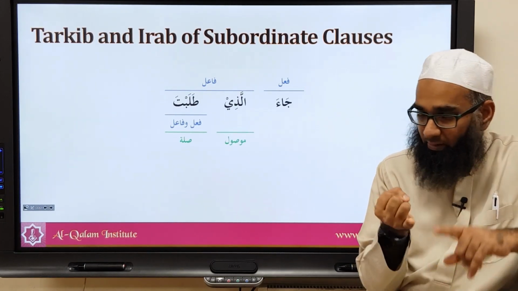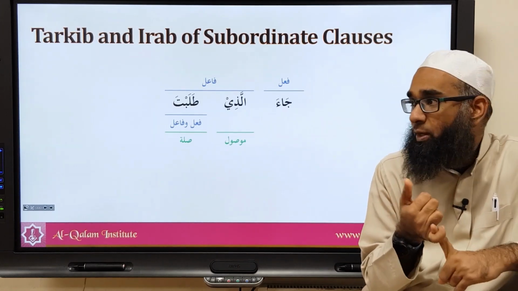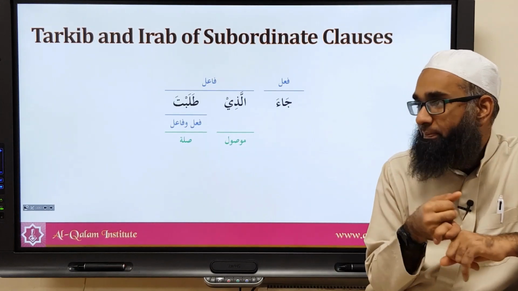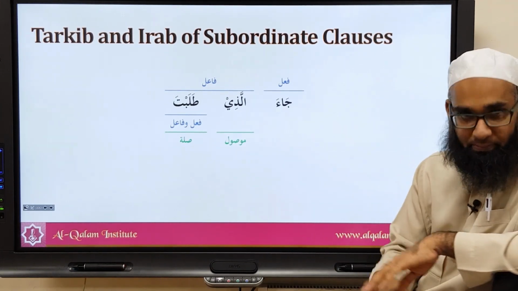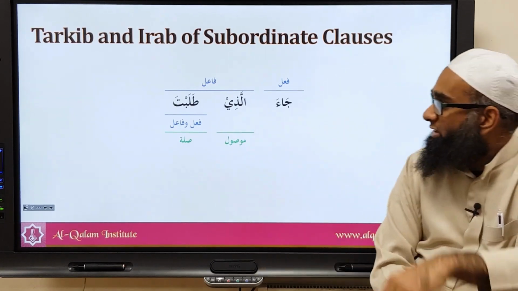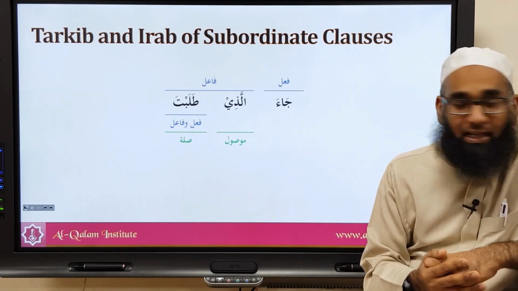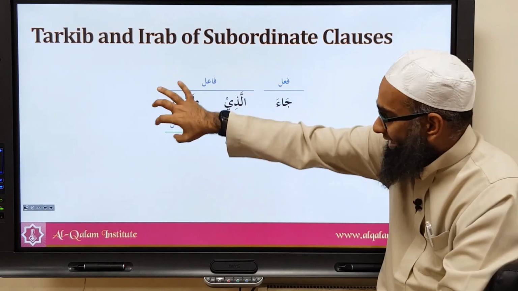Correct? That's why the ism al-mawsool sentence can come anywhere where a noun or an adjective would have been. Are you following me? It would come anywhere where a noun or an adjective would have been. Make sense? Okay? For example, here look. We have Ja'a alladhi talabta. So in this example, we have alladhi talabta, the sentence talabta.